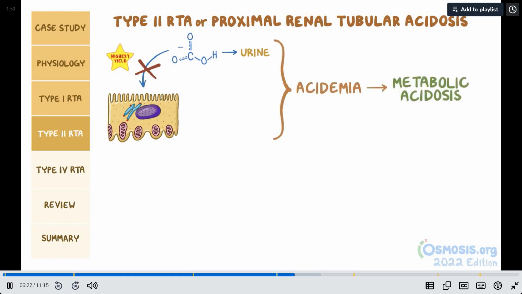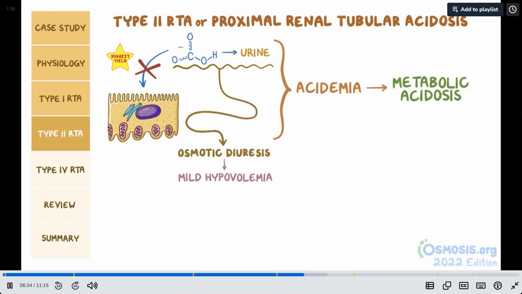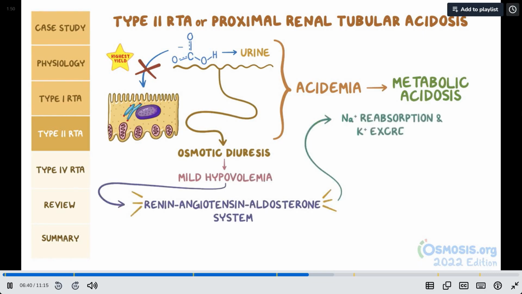Now, since bicarbonate isn't reabsorbed in the proximal tubule, there will be a lot of bicarbonate in the urine as a result, and the high concentration of bicarbonate in the lumen leads to osmotic diuresis. This in turn causes mild hypovolemia, which activates the renin-angiotensin-aldosterone system, leading to sodium reabsorption and potassium excretion. So levels of potassium will fall, leading to hypokalemia.